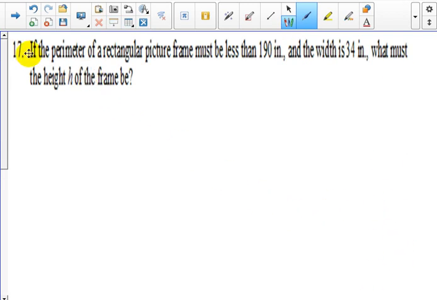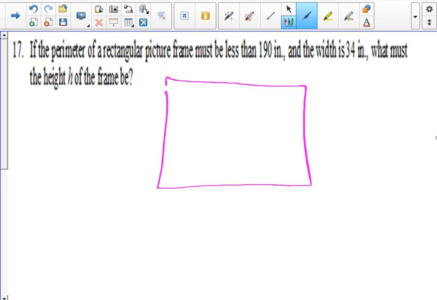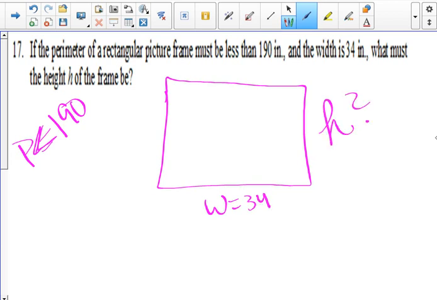Our next problem, 17, says if the perimeter of a rectangular picture frame must be less than 190 inches and the width is 34, what must the height, h, of the frame be? So let's just draw it. We know the perimeter must be less than 190 inches, and we know the width is 34. So what is the height? H. That's what we don't know.